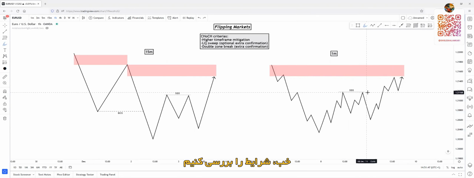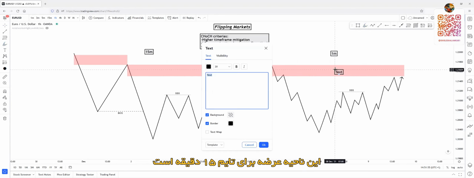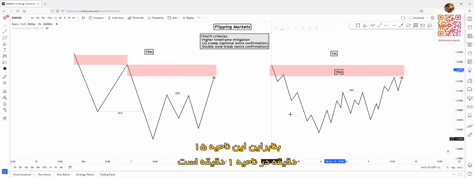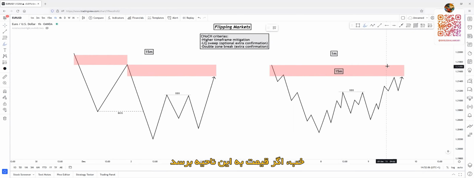Okay, so let's see the criteria. The first criteria for the change of character is the higher time frame mitigation. As you can see, I will just write it here. This supply zone is the 15-minute supply zone. So on the 1-minute chart, a 15-minute supply zone will be a higher time frame mitigation. So if price steps into this supply zone, the first criteria will be fit.